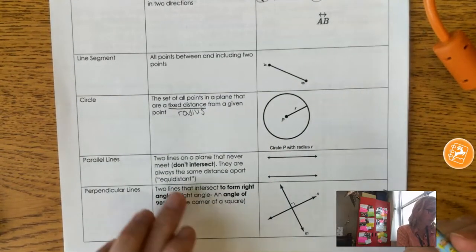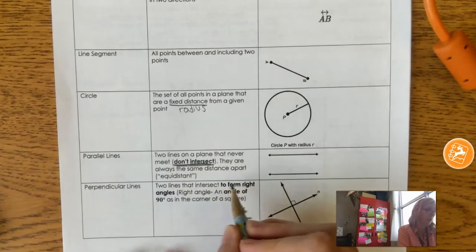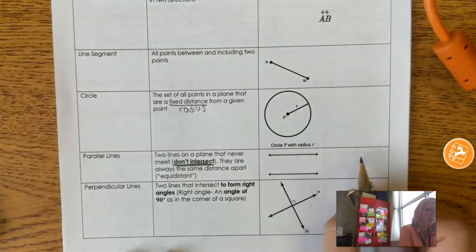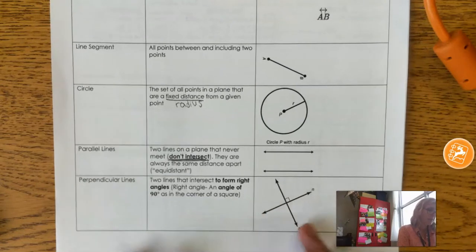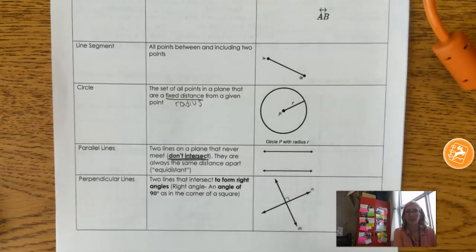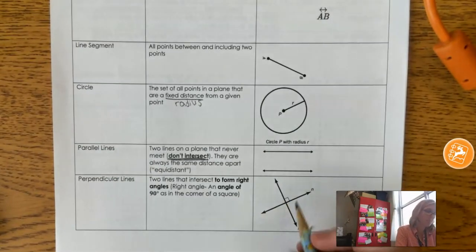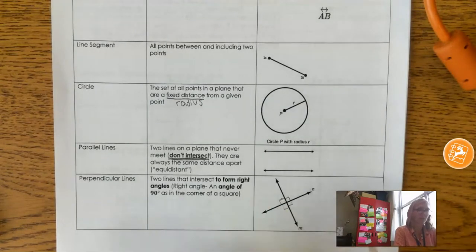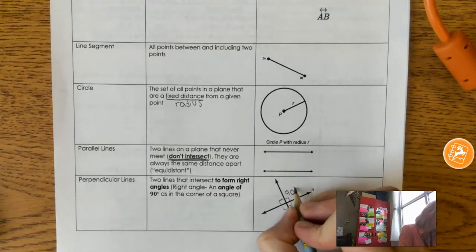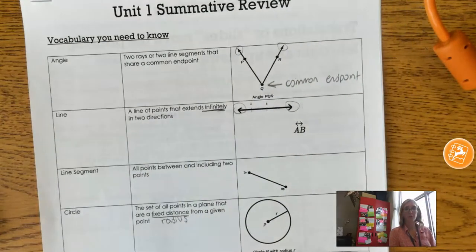All right, parallel lines: two lines on a plane that never intersect. They are always equidistant apart, so they go on forever and never intersect. Perpendicular lines do intersect, and they intersect in a special way. They form 90-degree angles. That little box designates 90 degrees. So these are all 90-degree angles. All right? So just make sure that you're familiar with these definitions.